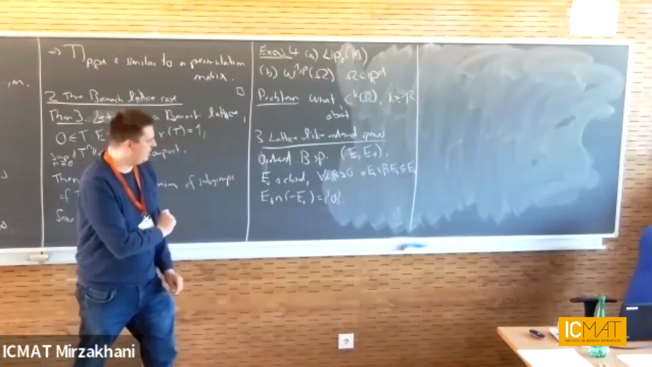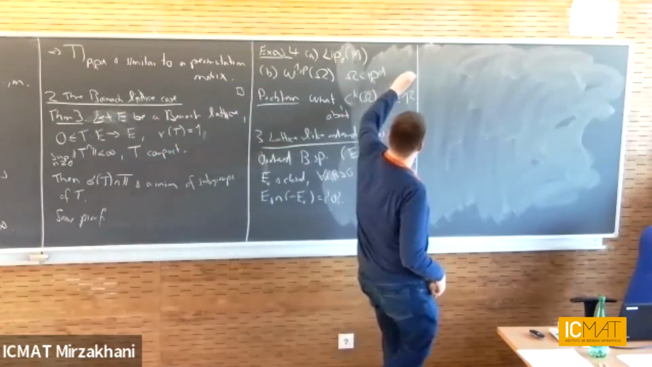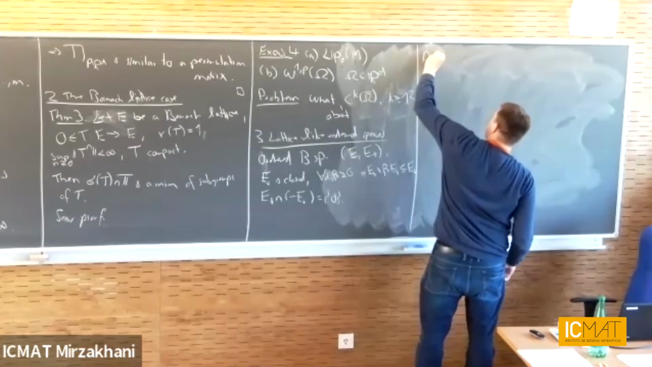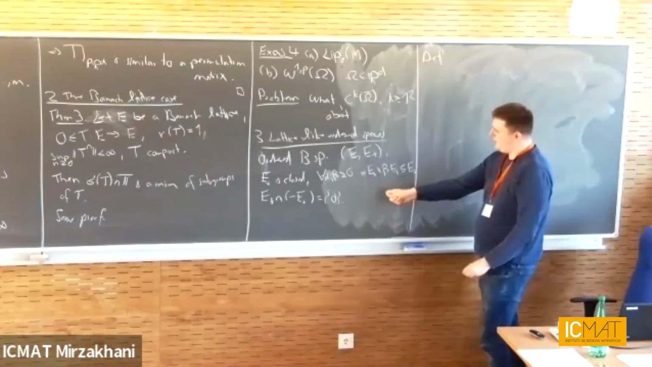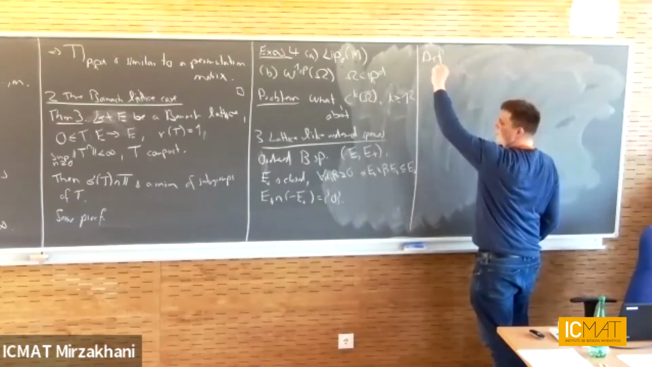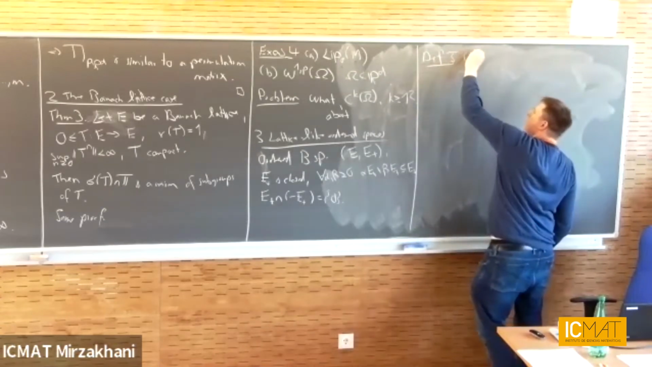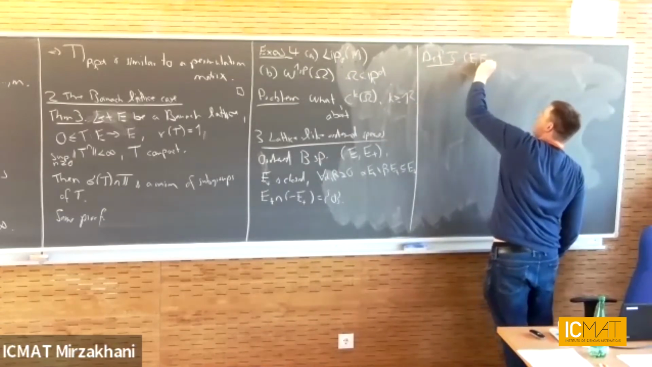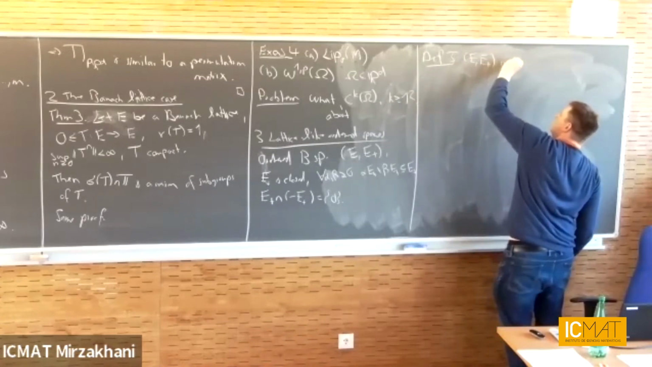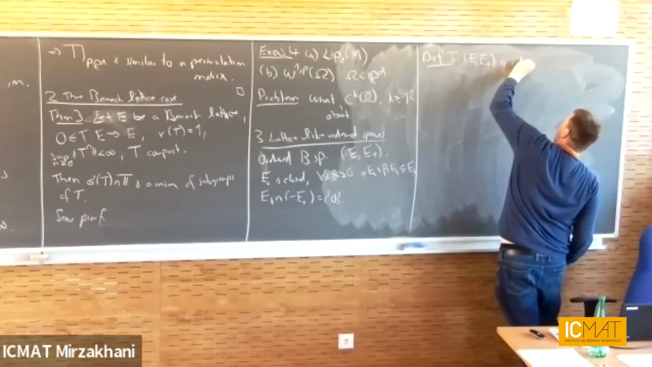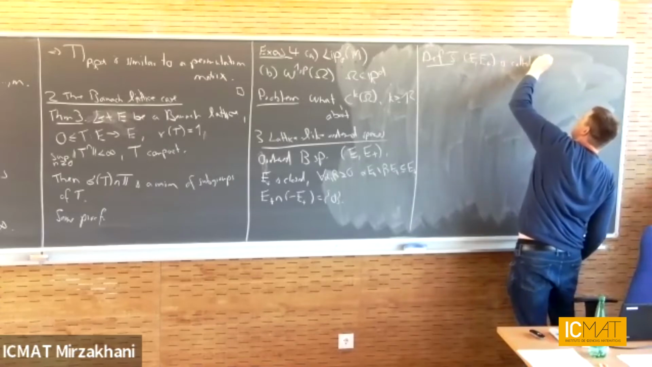Now I call such a space, and that's the next definition, number 5. An ordered Banach space E plus is called projectively lattice ordered.